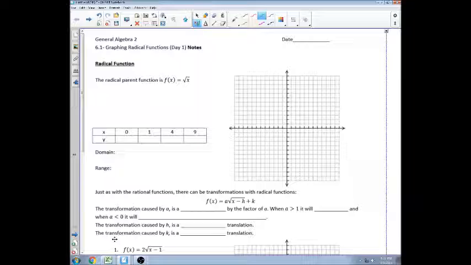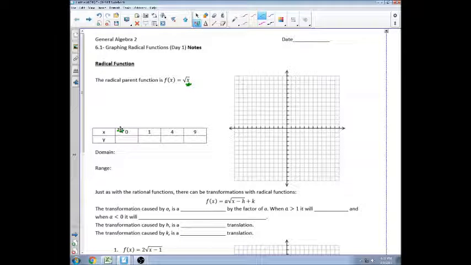This is going to be very similar to the last unit we just did, where we're going to use the parent function. It's going to look the same every single time. We're just going to move it around a little bit, and we might stretch it just a little bit. Okay? So in order to graph our parent function, what we're going to do is take each one of these x values and plug them in for our x.